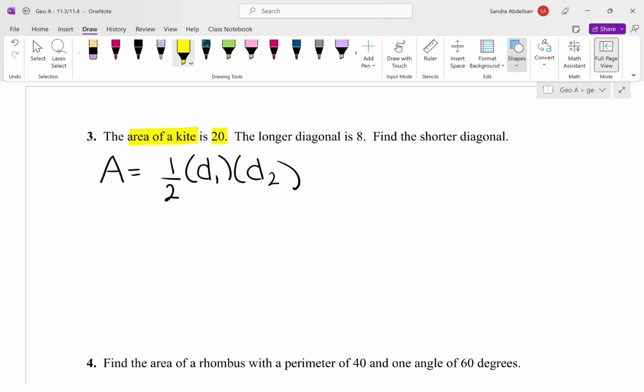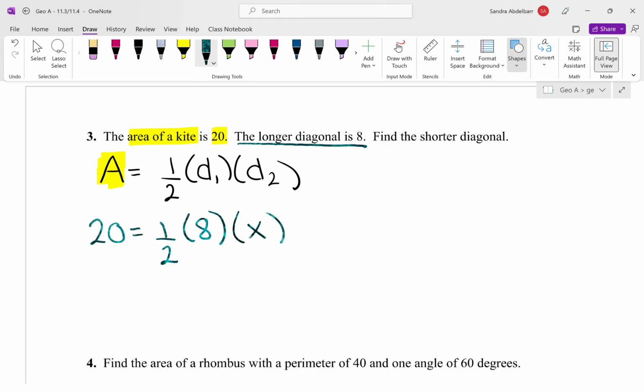But now they're saying the area is 20. So where am I putting that 20 instead of which variable? A. So now we have 20 is equal to half. They said the longer diagonal is 8. So D1 I'm going to say is 8. Do I know what D2 is? No. What can I put for it? X. So I'm going to multiply. Half of 8 is 4. So now we have 20 is equal to 4x, which means x is equal to 5.